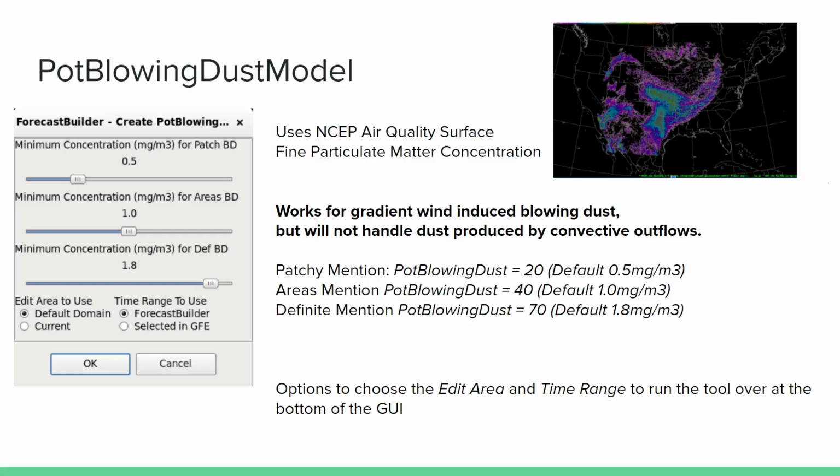So you're just going to set your minimum concentrations for patchy, areas, and definite for blowing dust. Again, based on that fine particulate matter concentration at the surface.